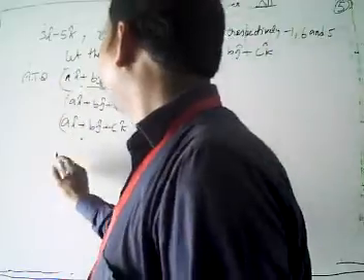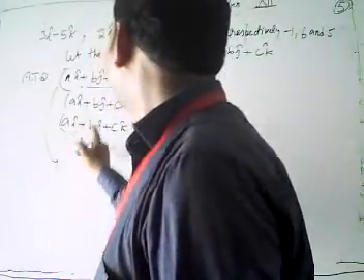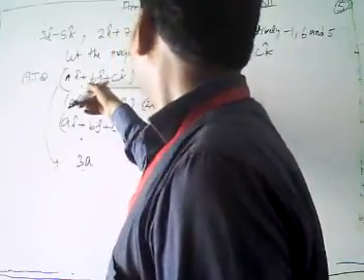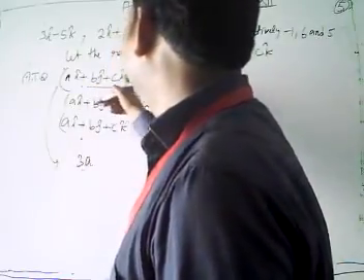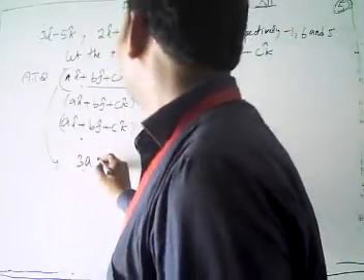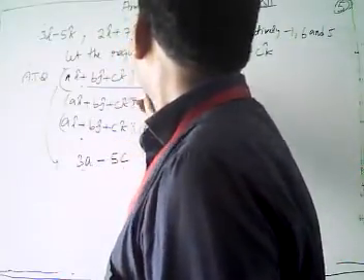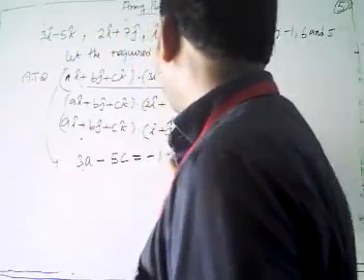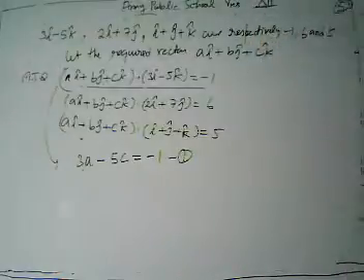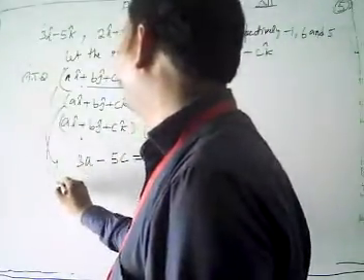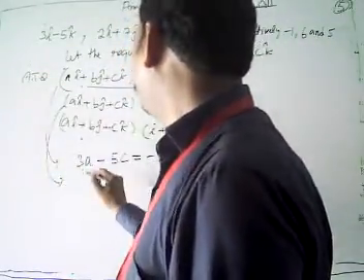After solving the first, we get 3 into a, that is 3a. There is no j, so b into 0 is 0. Then we only have k, so minus 5c, which is equal to minus 1. Take this as equation number 1: 3a minus 5c is equal to minus 1. Now we solve the next.